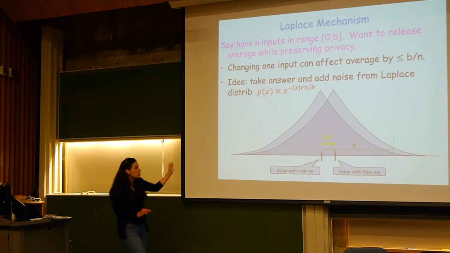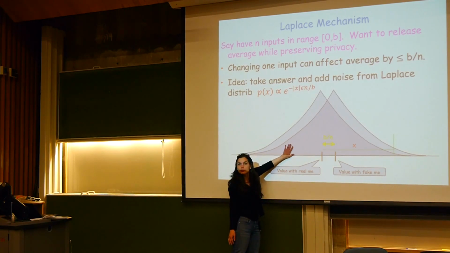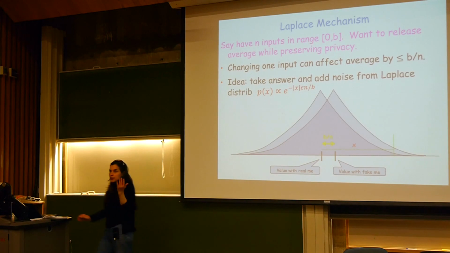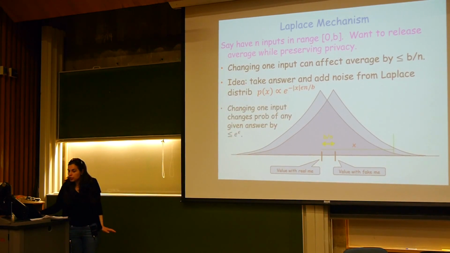And how do you show that? You just use some properties of this Laplace distribution. That's pretty much a common trick. If we add this type of noise, then we can prove that changing any one input changes the probability of any given answer by at most epsilon. And so that's one way to release the average while maintaining differential privacy. Then you cannot tell whether an individual's point is in the input set of data or not.